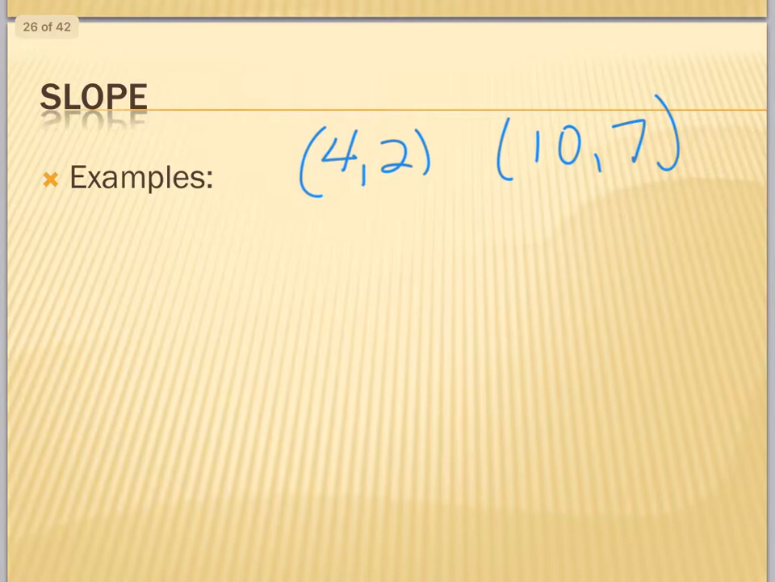So if I have the following two points, and again, two points make a line, (4, 2) and (10, 7), I have to go through and identify some stuff. First off, we're going to say that this is x1, this is y1, this is x2, this is y2. You could reverse the whole thing, but if you did that, this would have to be the 2's and this would have to be the 1's.